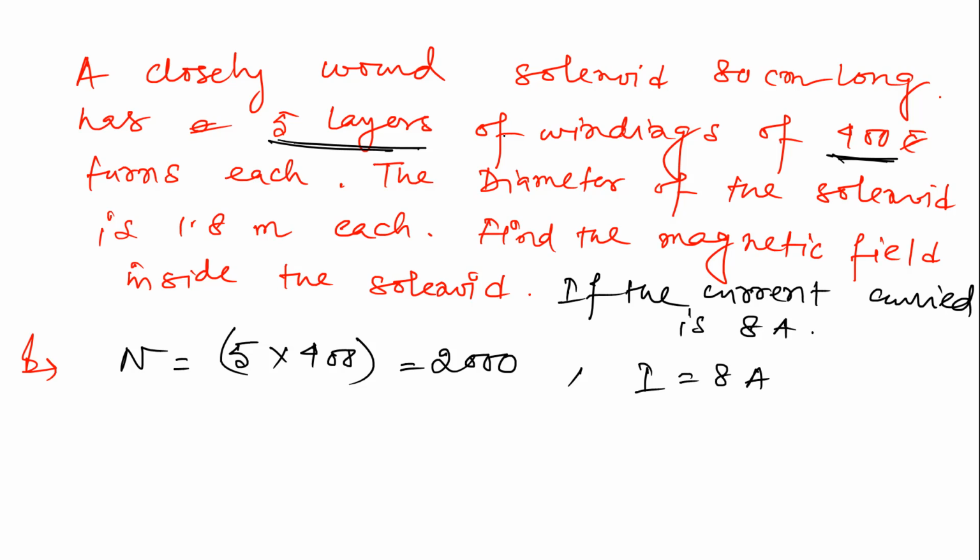So a closely wound solenoid 80 centimeter long has 5 layers of winding. So total number of turns we have just found as 2000. The current carried by it is 8 ampere, right?